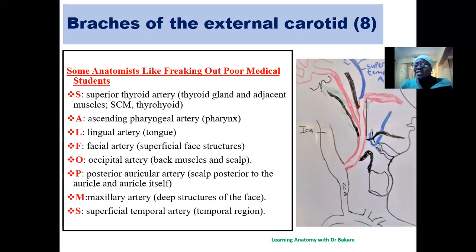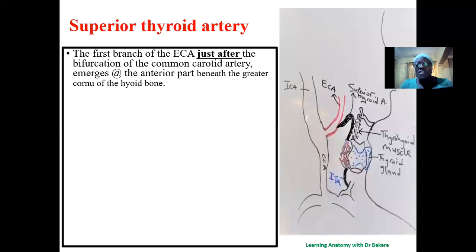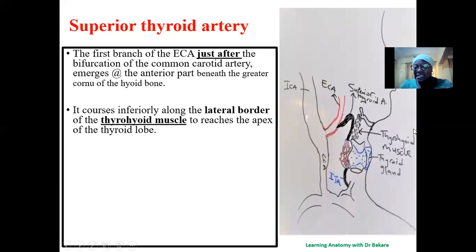So let's try and take a look at these arteries one after the other to see how they emerge, how they run, and also what they supply. So the first one is the superior thyroid artery. This is the first branch of the external carotid. As a matter of fact, it emerges just after they bifurcate. The first branch that you see is the superior thyroid artery. And this artery emerges around the level of the greater cornu of the hyoid bone. This is the hyoid bone that is situated around the root of the head. And it is around this level that we have the emergence of the superior thyroid artery.